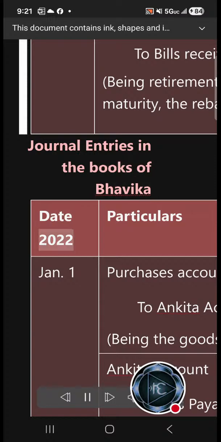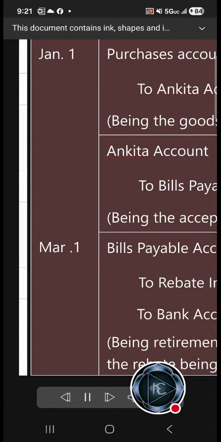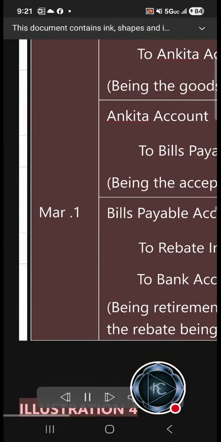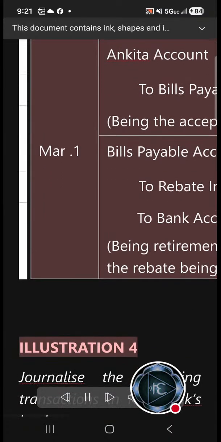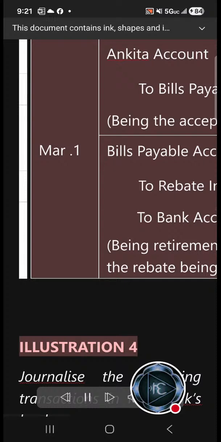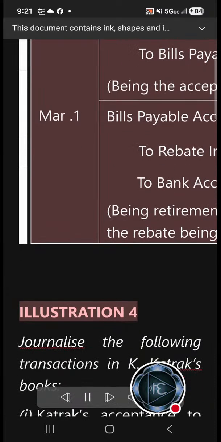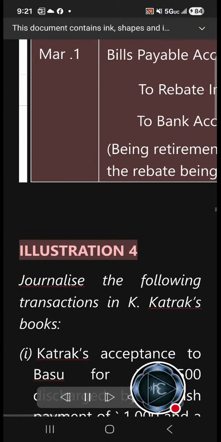Date: 2022. Particulars: January 1st. Purchases account: Dr. 500000. To Ankita account: 500000. Being the goods purchased from Ankita on credit: 500000. Ankita account: Dr. To bills payable account: 500000. Mar.1. Being the acceptance of bill: 500000.